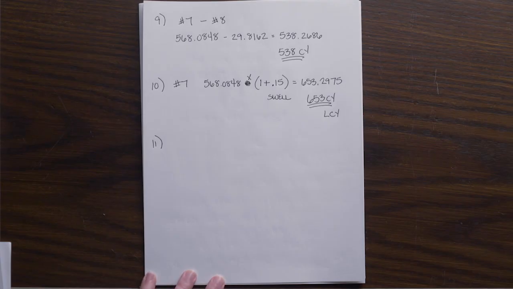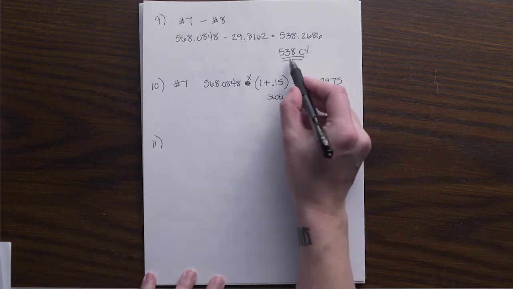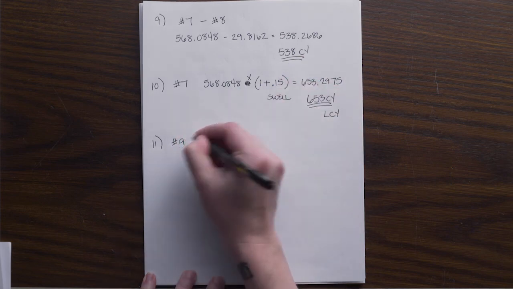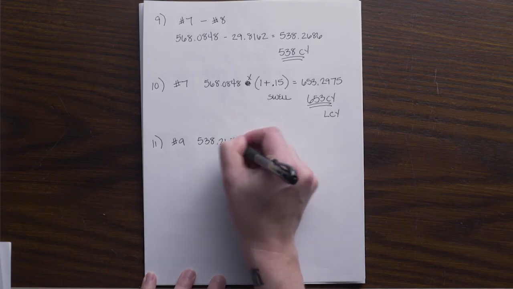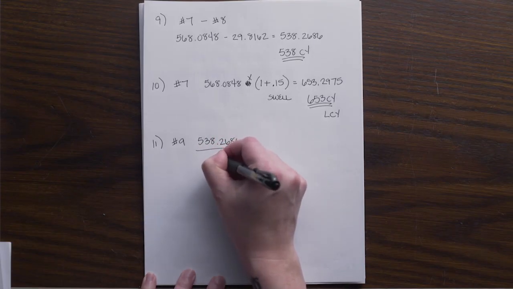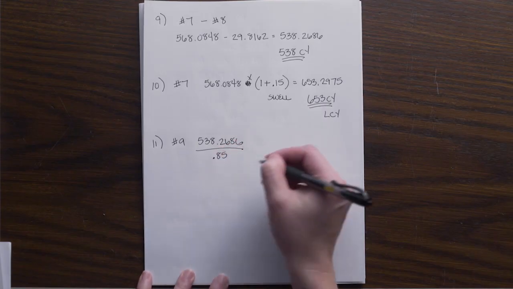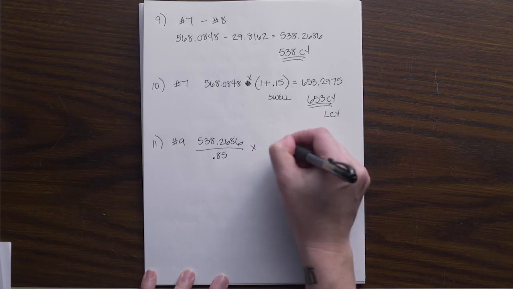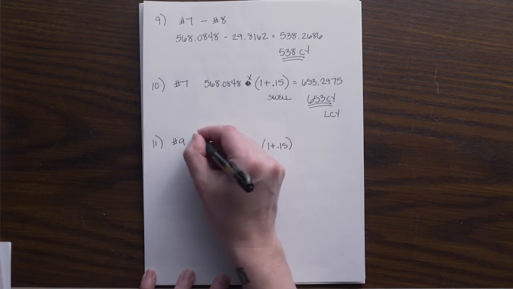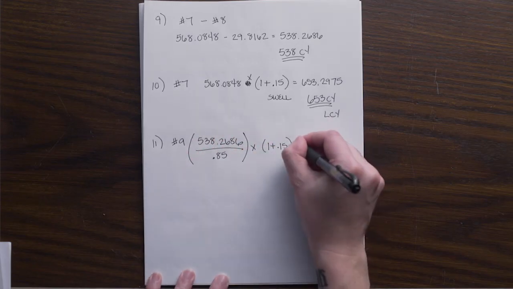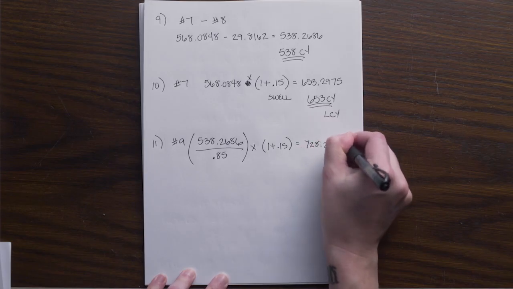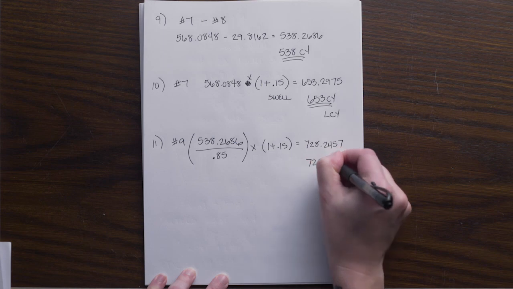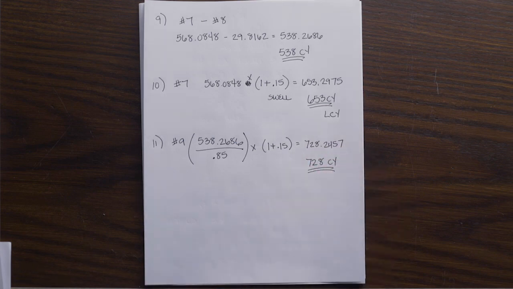The last one then is looking at how much we're bringing back for backfill. So we need to look at our answer here from number 9, the 538.2686. We divide that by our shrinkage factor, the 0.85 or 85%, and then we multiply that answer by 1 plus our swell factor. Remember, we have to do 2 steps for backfill, but make sure you divide first and then multiply. 728.2457, 728 cubic yards or loose cubic yards.